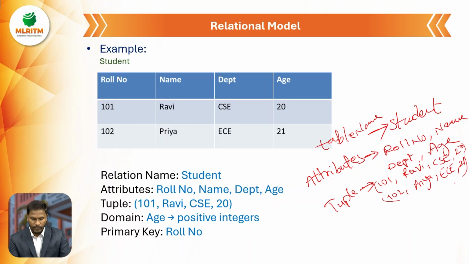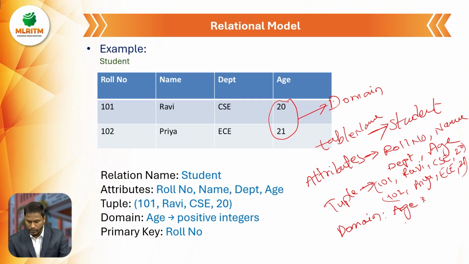See, domain. What is the domain here? Age. It is a positive integer domain. Domain is having some allowed values. Yes, age is the domain, and it is a positive integer.